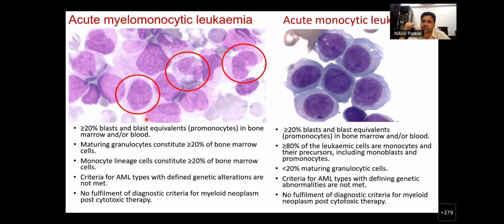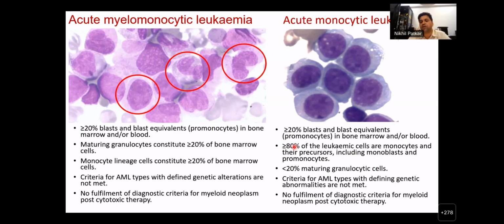If you have 20% blasts or blast equivalents, and mature granulocytes more than 20 and monocytic lineage cells more than 20, so mature monocytes more than 20, granulocytes more than 20, or blast equivalents more than 20, it becomes AML-M4. Now, monocytic leukemia, what happens? 80% of leukemic cells are monoblasts or promonocytes, out of which 20% must be blast equivalents and less than 20% are granulocytic cells. If you see 80% are monoblasts, then you can confidently say acute monoblastic leukemia.